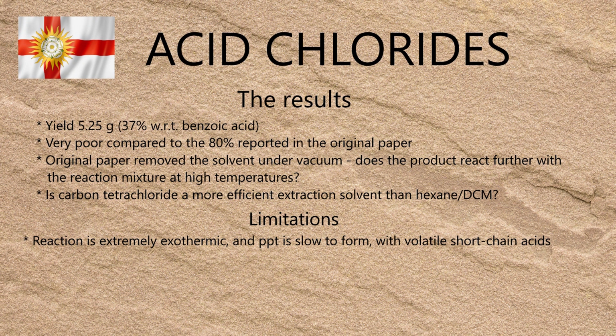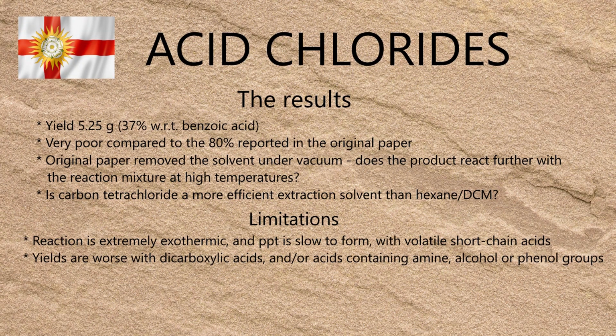The best solution here is to mix the precursor acid with benzoyl chloride, form the more volatile acid chloride by metathesis, and distill it out of the mixture. Yields reported in the paper are generally good for monocarboxylic acids, but worse for dicarboxylic acids and acids containing alcohols, amines or phenols, in other words, groups that can react with the acid chloride.